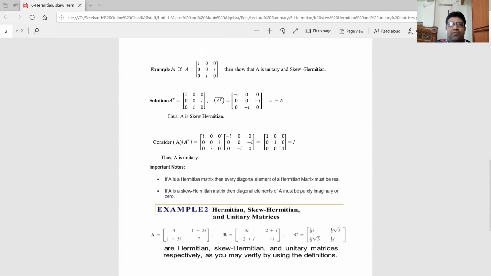Next, we will see another example where A is given, a complex 3 by 3 matrix, and we have to show that A is unitary and skew Hermitian, both. First, we will concentrate on skew Hermitian. For skew Hermitian, first we calculate its transpose. So the transpose: first row became first column, i 0 0, 0 0 i, 0 i 0. If I take its conjugate, plus i became minus i, 0 0 0 same. Once again plus i, here it is minus i, here plus i, it is minus i. So which is minus of A. Therefore, it is skew Hermitian.